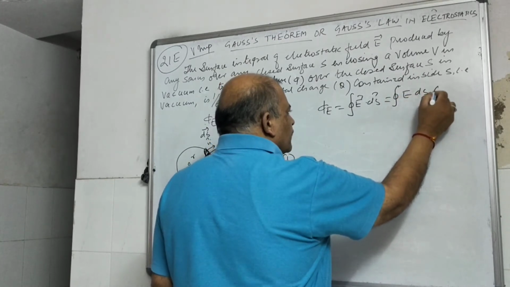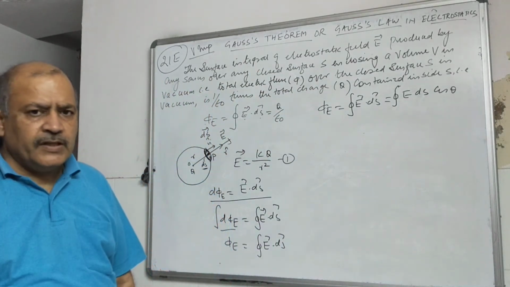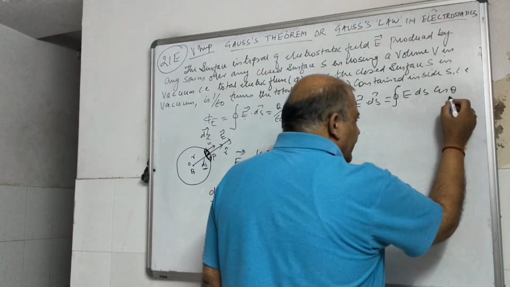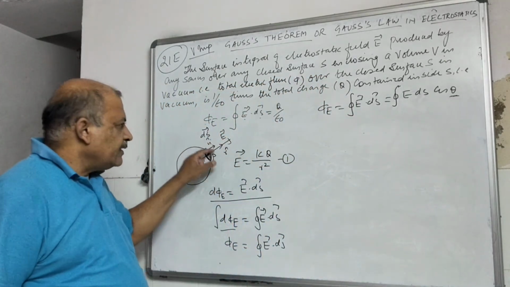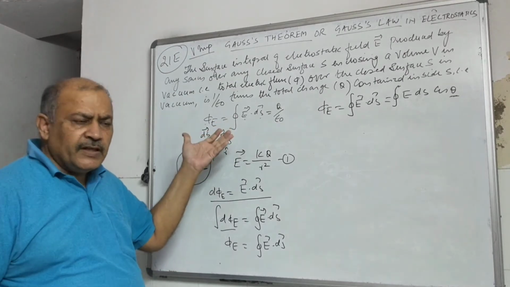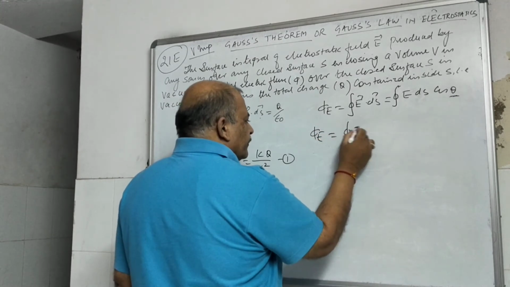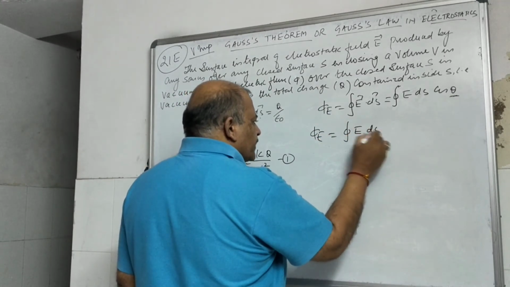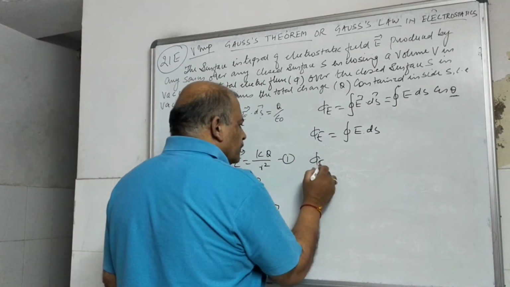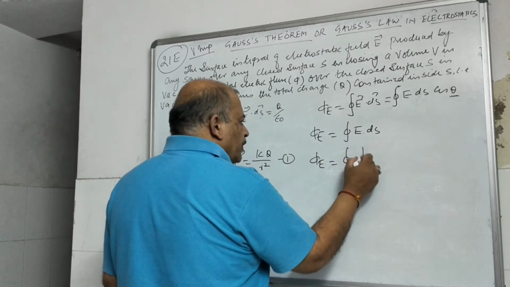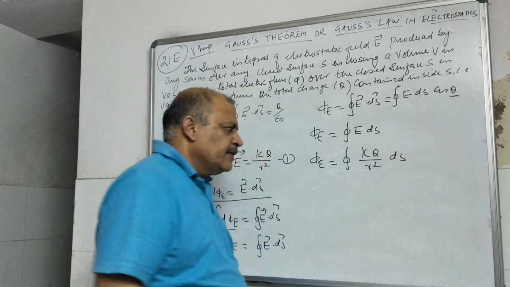E ds cos theta, A dot B equals AB cos theta. Now what is theta here? Theta here is 0. That is the angle between E and area vector. Both are in the same direction, so theta is 0. So what form will this equation take? E ds. Now put the value of E here. This is much easier for you. In place of E, you can write kq upon r square into ds.